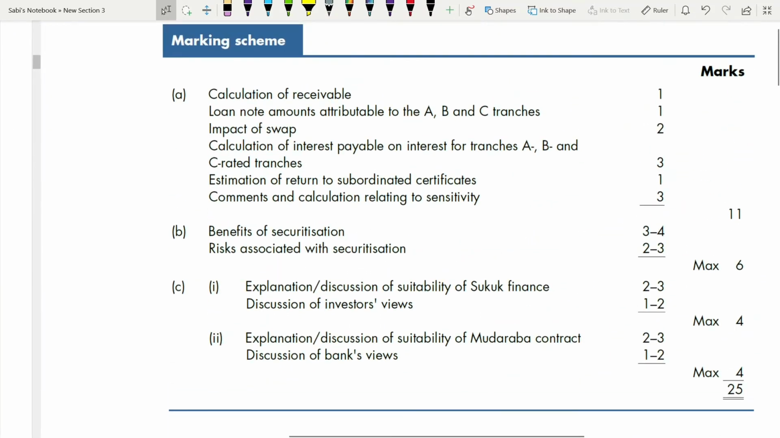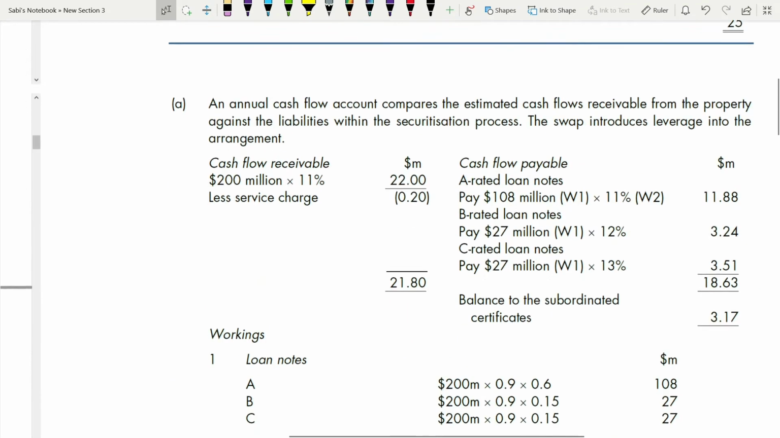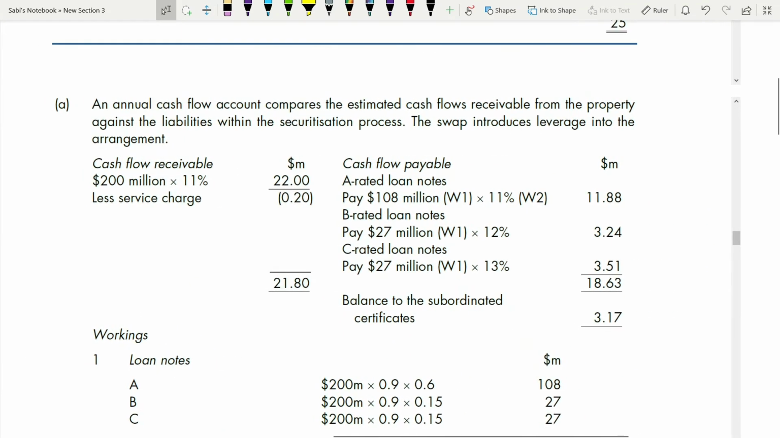So when you come here, before we go through the case study marking scheme, we'll go through the answer. This is the way you have to calculate part A. An annual cash flow account compares the estimated cash flow receivable from the property against the liabilities within the securitization process. The swap introduces leverage into the arrangement.